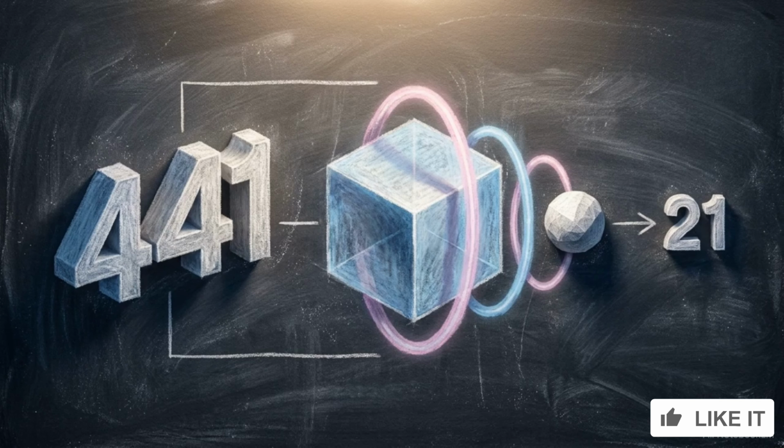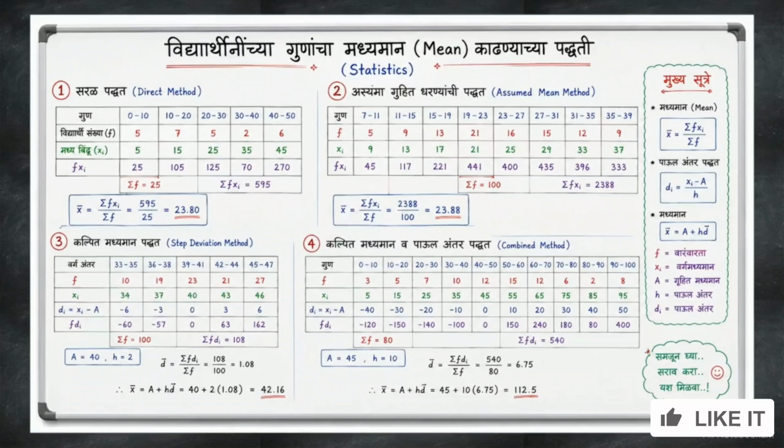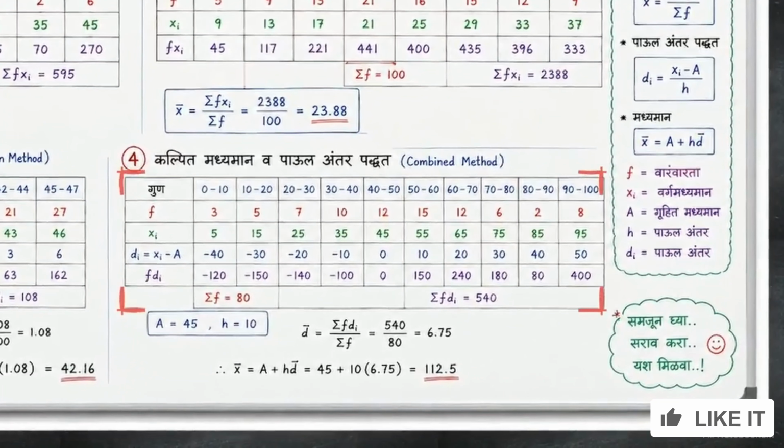By working with single digits instead of triple digits, you completely bypass the risk of calculation errors when the exam clock is ticking. We've covered the 3 primary ways to find the mean. You'll see a fourth quadrant here labeled the combined method, but as you can see, it simply applies the exact same shrinkage principles we just learned, just organized into a different tabular layout.